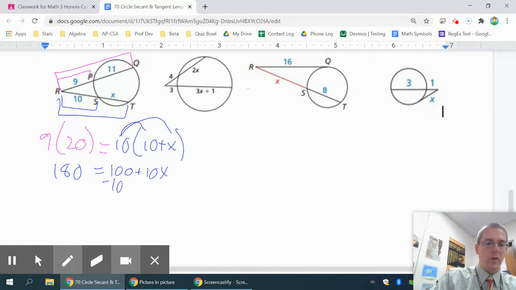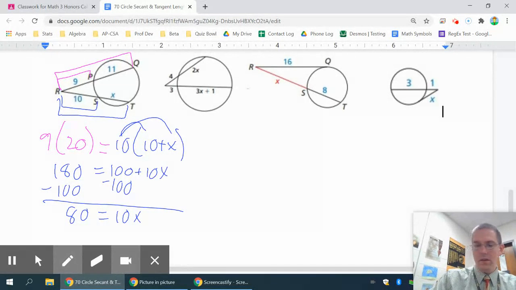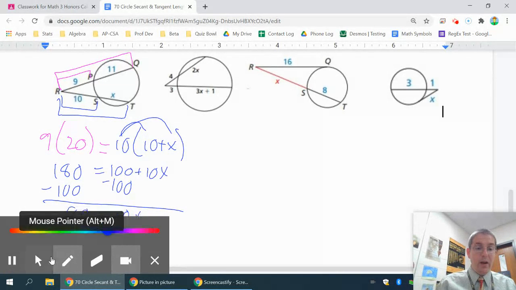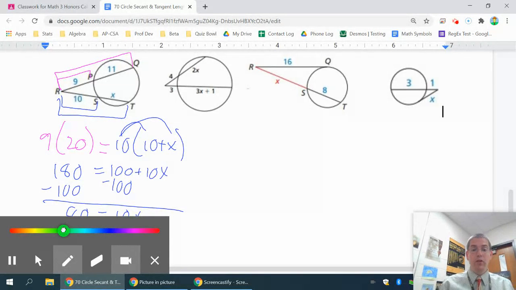Subtract 100 from both sides. So I have 80 equals 10x. And then x is going to be equal to 8. Okay, you might want to try the next one on your own, but if you do, pause the video, and we'll go ahead and work through it now.